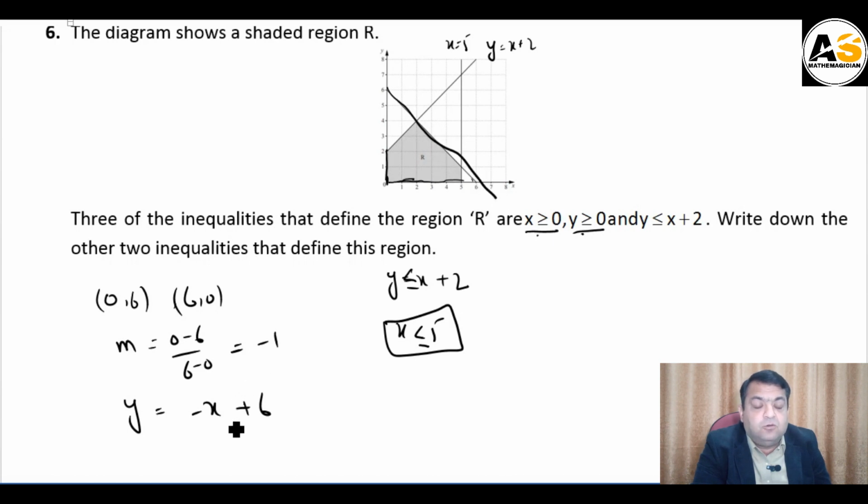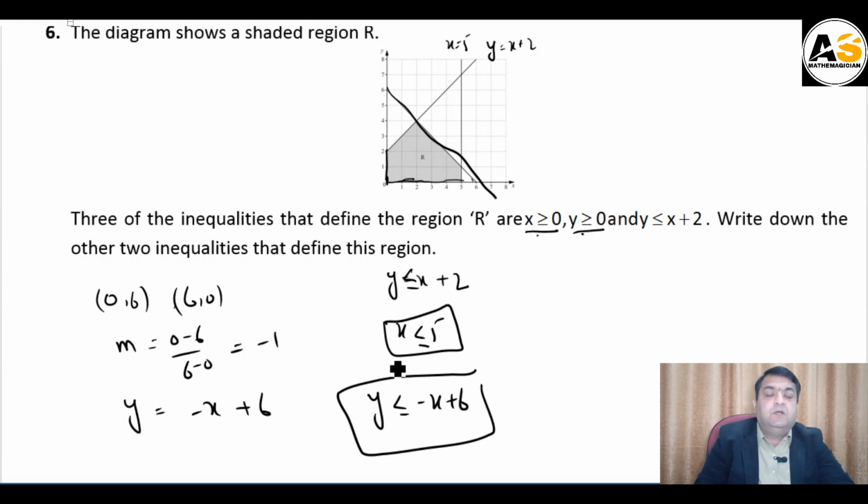Y is equal to minus x plus 6. And the region is shaded below this line, so it will be y is less than or equal to minus x plus 6. Y is less than or equal to minus x plus 6 and x is less than or equal to 5 are the two required inequalities. I hope this is easy and clear.